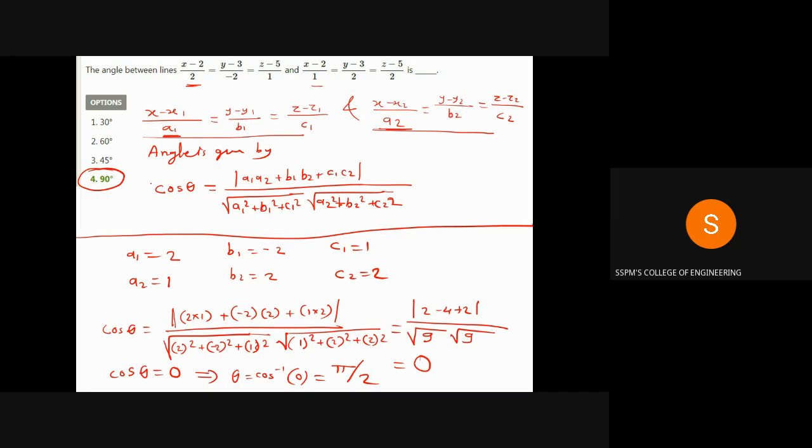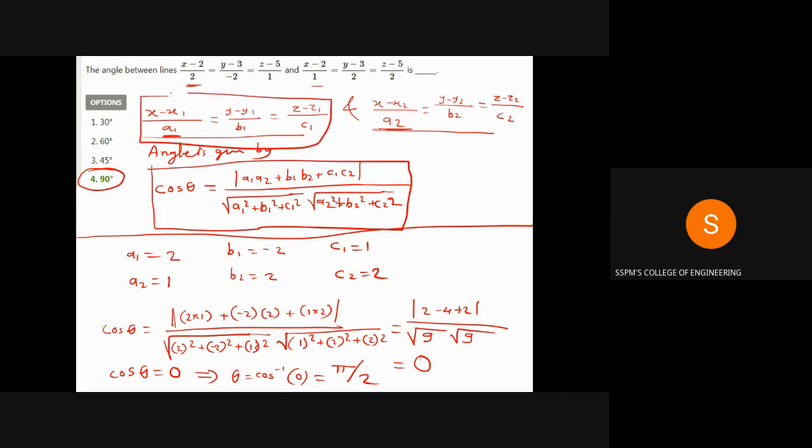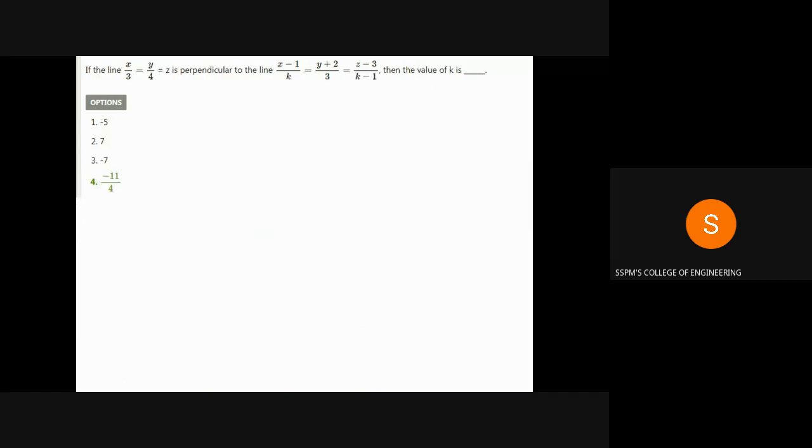Remember this formula. Cos theta is equal to mod of (a1 a2 plus b1 b2 plus c1 c2) divided by root of (a1 square plus b1 square plus c1 square) into root of (a2 square plus b2 square plus c2 square), when the standard form of a pair of lines is given by this. When equations of lines are given in this form, you will use this value of cos theta to find the angle between those lines.